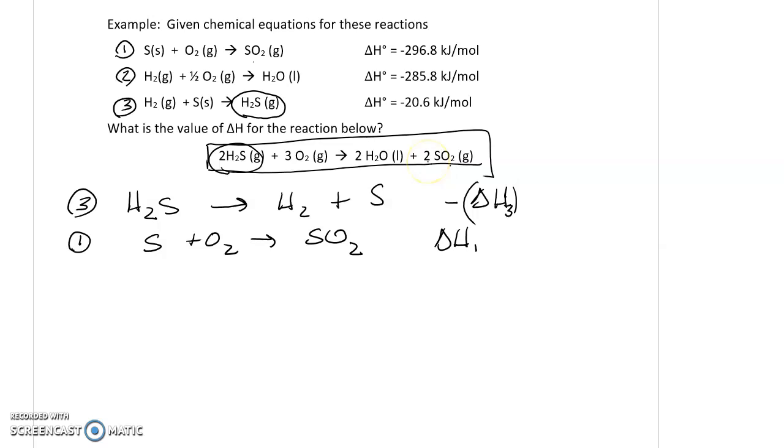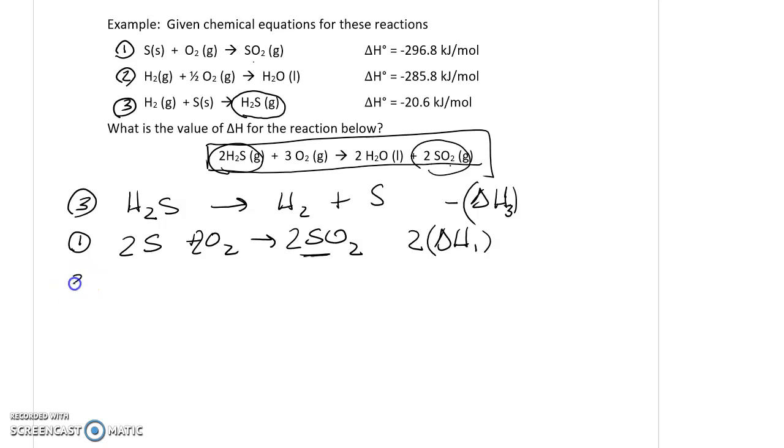In the end, I need 2 SO2s. Equation 2 doesn't have an SO2, so I'm going to multiply this whole thing by 2. So I have 2 here now, then I'll have 2 oxygens, and then I'll have 2 SO2s. Okay, because I want, again, this SO2 here to match the SO2 in my products for my desired reaction.